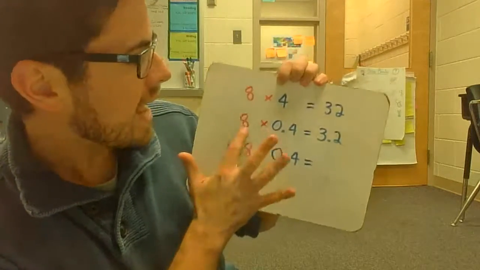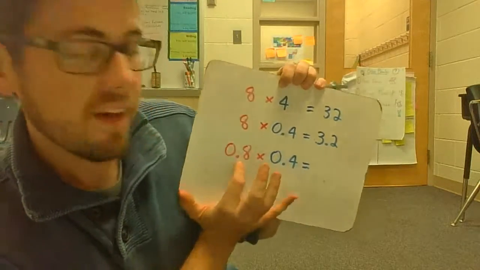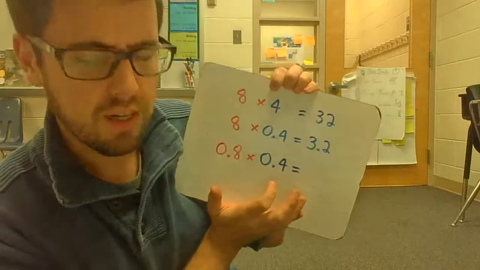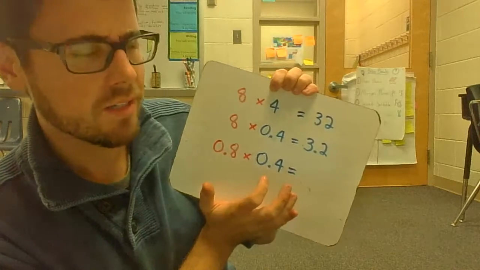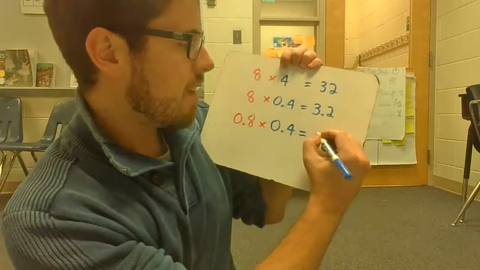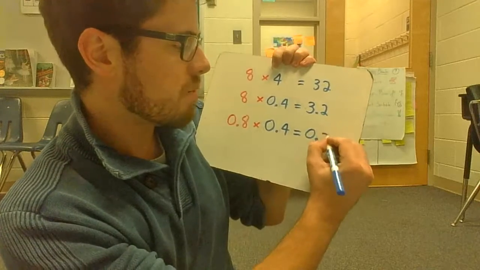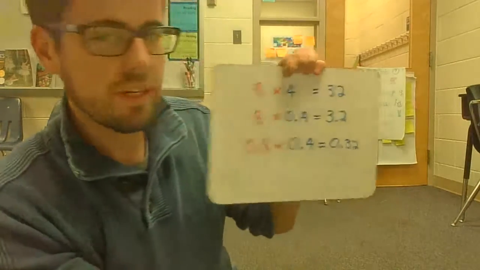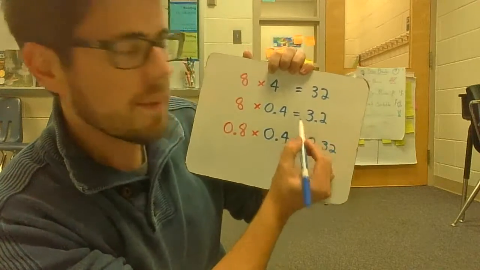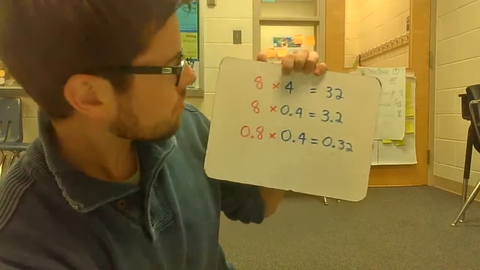Now, take a look down here. We have not 8 times 0.4, but we have 0.8 times 0.4. Can you predict what the product of these two factors would be? If you said that it was going to be 0.32, then you are correct. The decimal has hopped over one more space to the left.